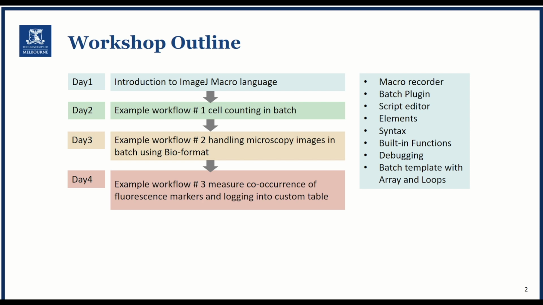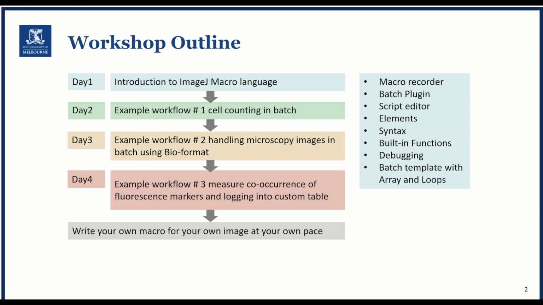On day 4, we will go through the last example of an image analysis workflow. This example will show how to measure co-occurrence of fluorescence markers and also how to get results out and log them in our custom table. Once we have gone through the above examples, using these as a template, hopefully you can start to write your own macro for your own images at your own pace.